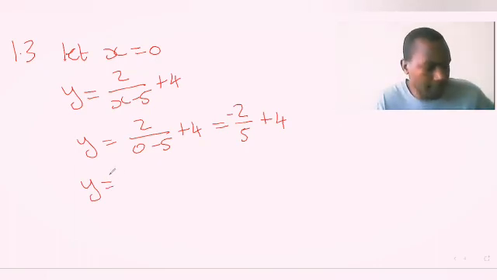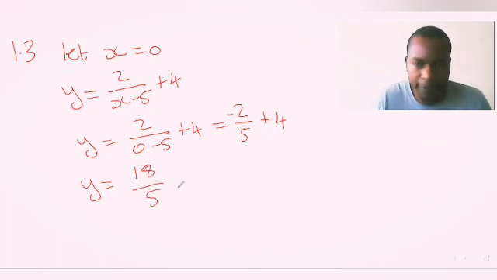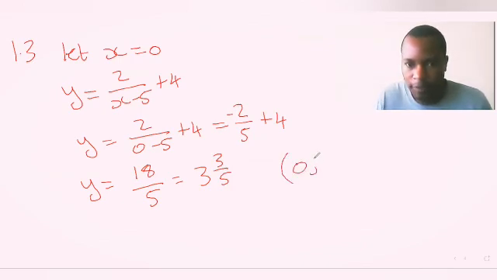We can use a calculator to give us the value. This actually gives us 18 divided by 5, which further simplifies to 3 and 3 over 5, which we can write in coordinate form as (0; 3 and 3/5).